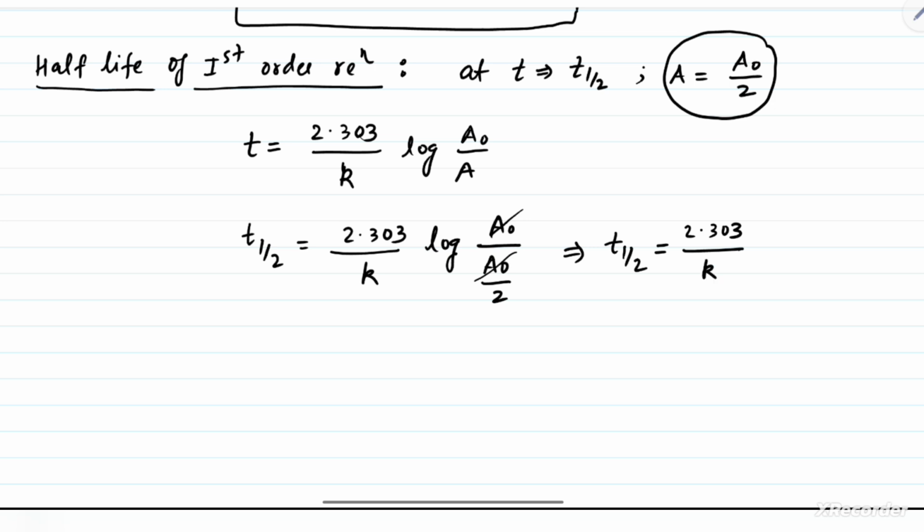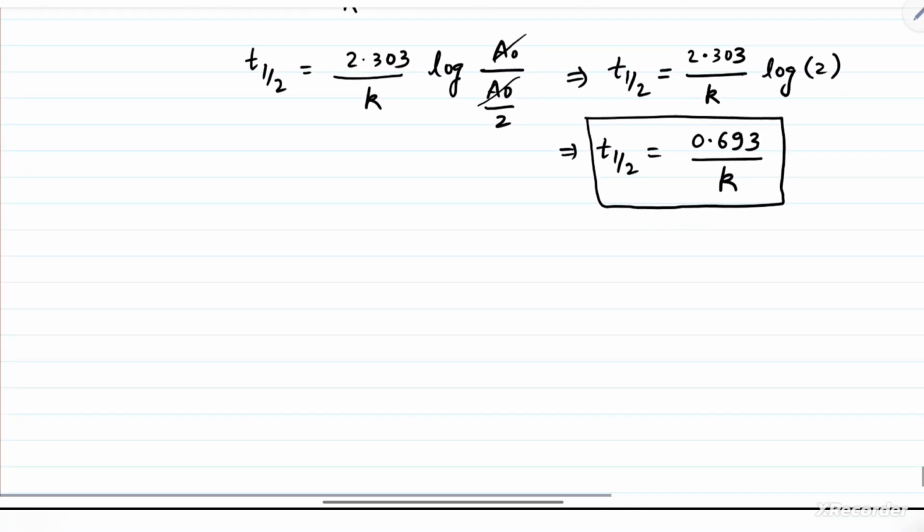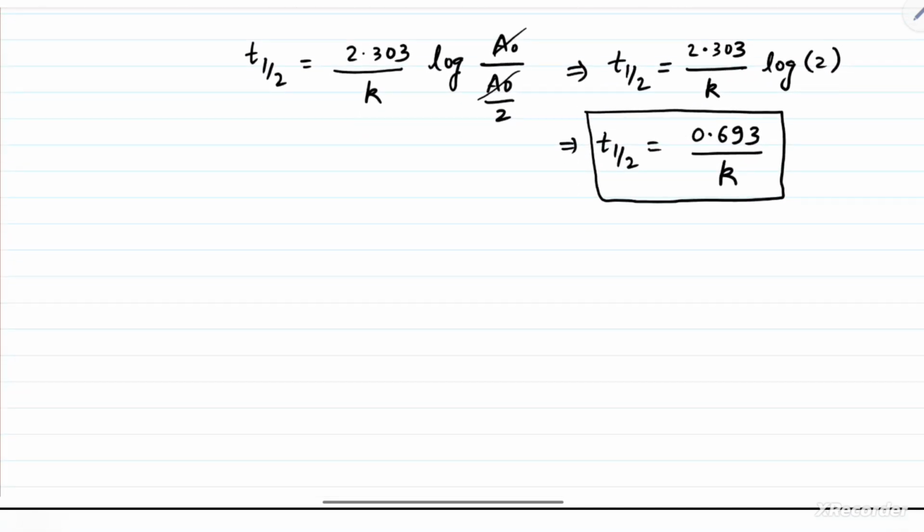Then we have log 2. The value of log 2 is 0.3. So t half is equals to, when we multiply 0.3 into 2.303, we get 0.693 by k. So this is the t half, and this expression you have to remember: 0.693 by k. This is the value of half-life of a first order reaction.